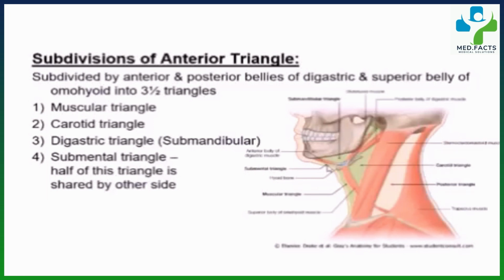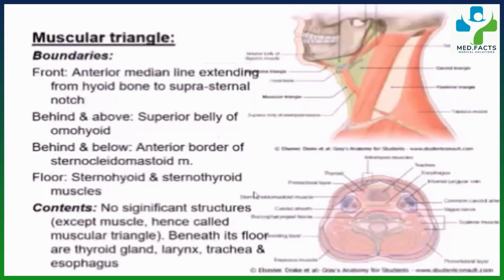Submental triangle, half on one side, the other half will be on the other side. Together on either side of the neck, they will join together to form the complete triangle. That's why it is called half of a triangle. So it becomes 3.5 triangles. So we'll discuss these triangles one by one.